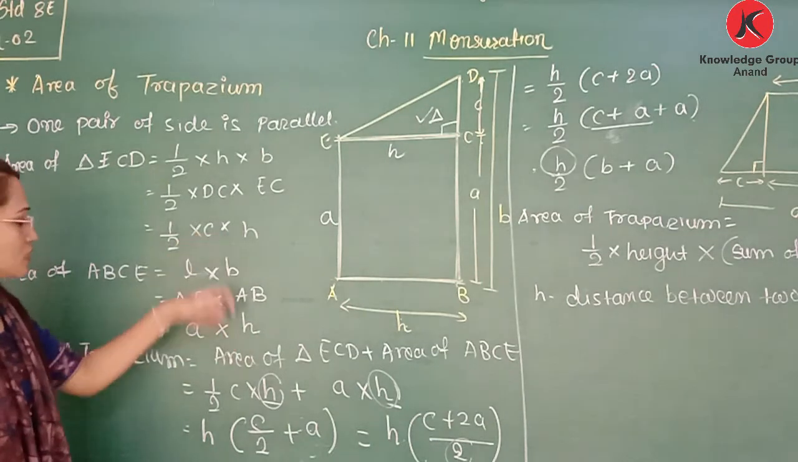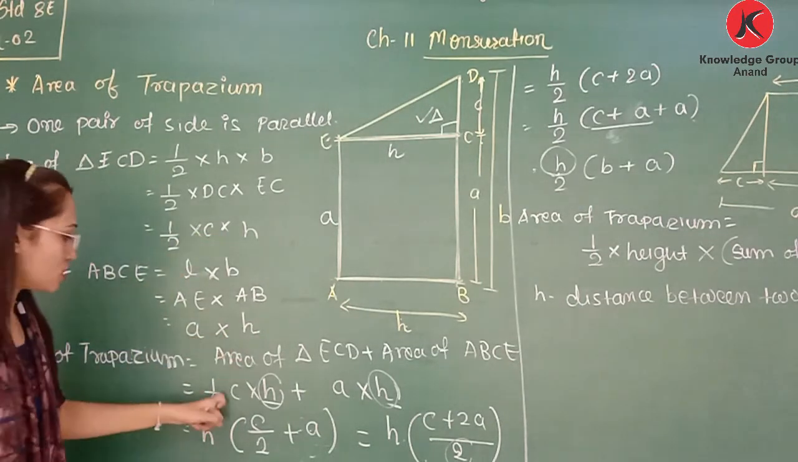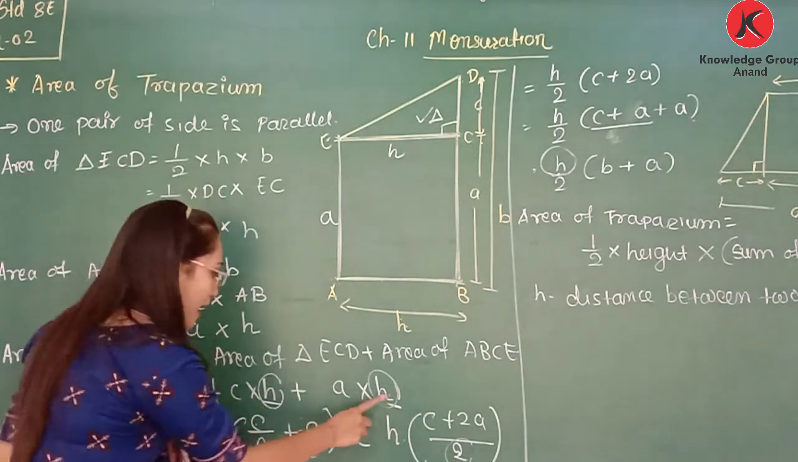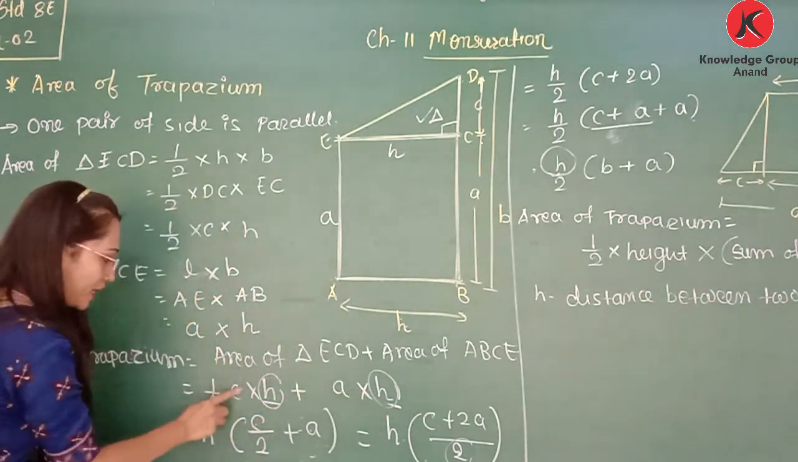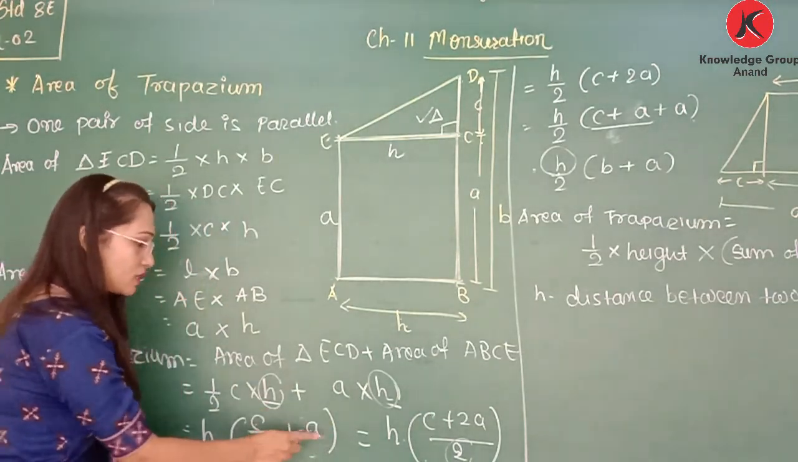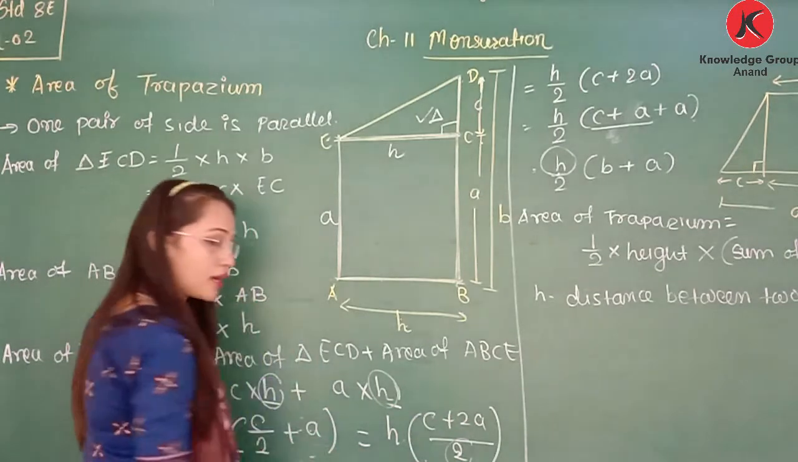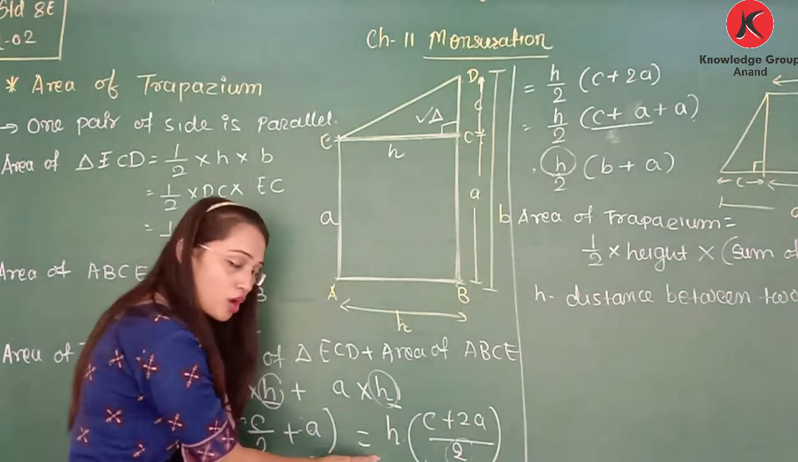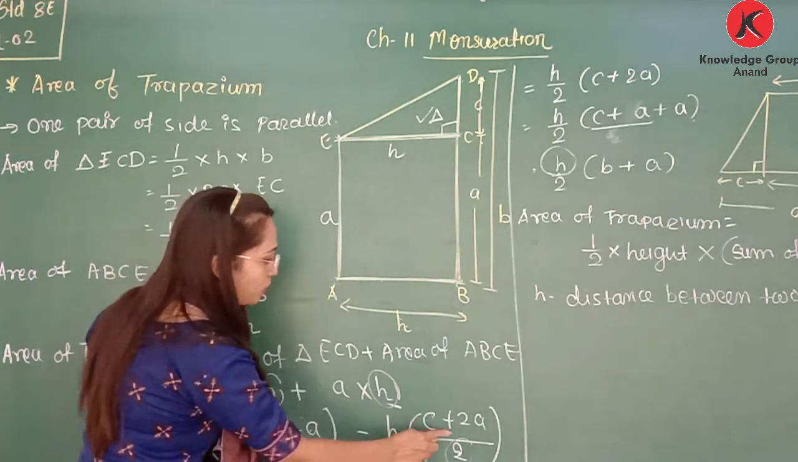Now the area of the trapezium is the addition of the two. So it is 1 by 2 C multiply H plus A multiply H. H we take out common, so inside the bracket we have C by 2 plus A. Now take the LCM, so here A is multiplied by 2 divided by 2. The 2 that is in the denominator we can take out common, so it is H by 2 into C plus 2A.